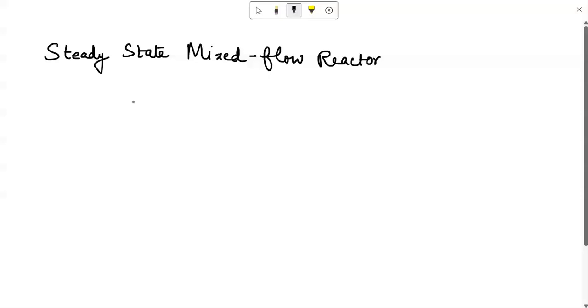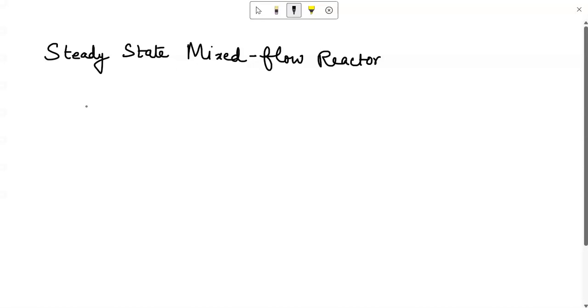Hi, in this video we are going to talk about steady state mixed flow reactor. So to obtain the performance equation for a steady state mixed flow reactor, we are going to first write down the material balance for the reactor.